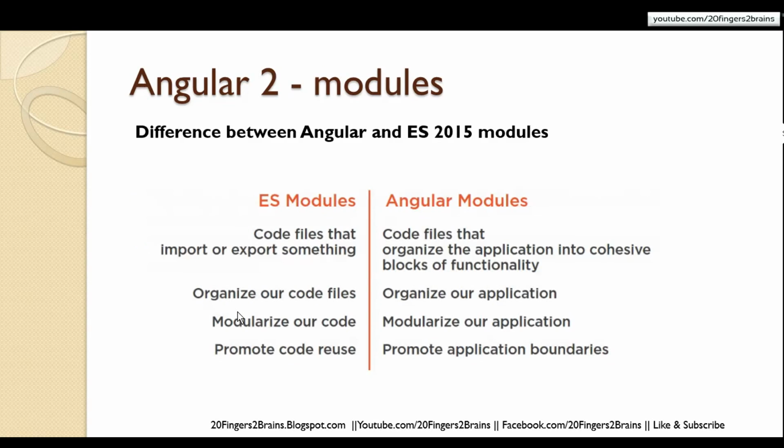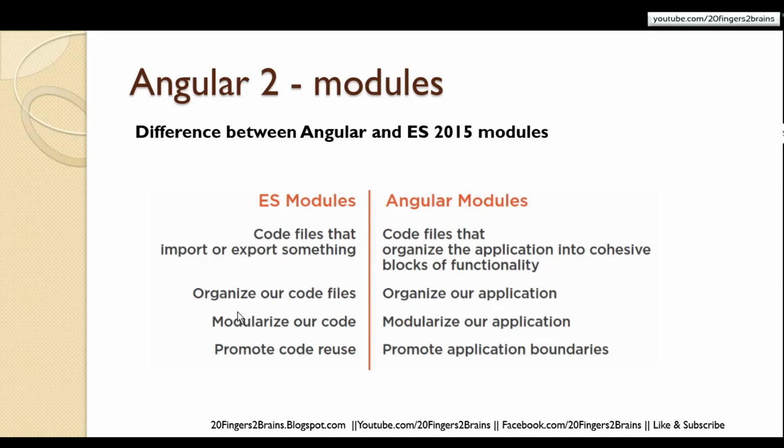Now finally we are going to discuss the difference between ES modules and Angular modules. ES modules basically are code files that import or export something. Angular modules are code files that organize the application into cohesive blocks of functionality. ES modules organize our code files. Angular modules organize our application. ES modules modularize our code. Angular modules modularize our application. ES modules promote code reuse. Angular modules promote application boundaries.